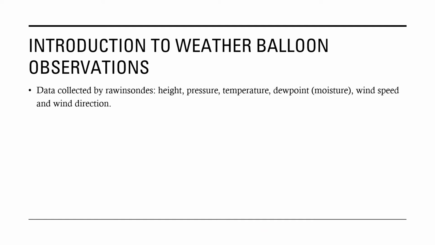So what data do rawinsondes collect? Remember, a rawinsonde is the one that does collect wind data. So we collect height data, how high above the ground is the instrument package, what is the pressure at that level, what is the temperature, what is the dew point or the moisture content of the air, how much water vapor is in the air, what's the wind speed, and what is the wind direction.